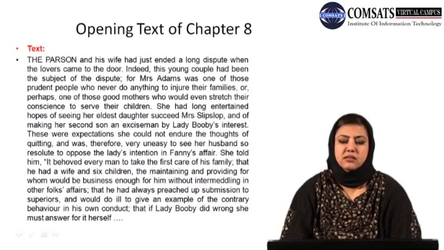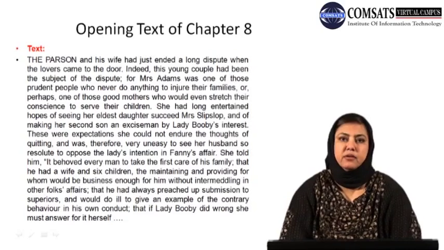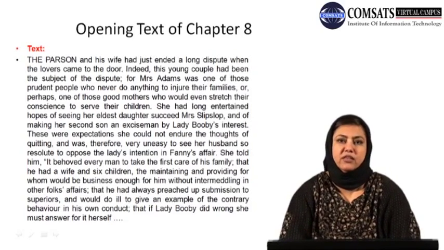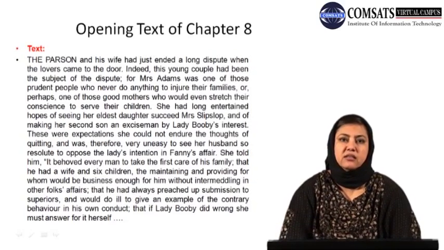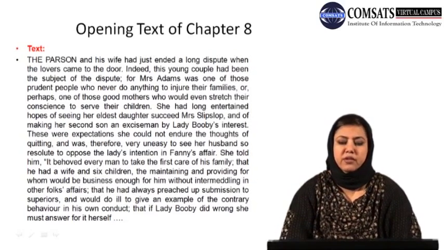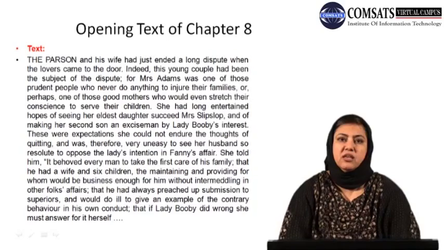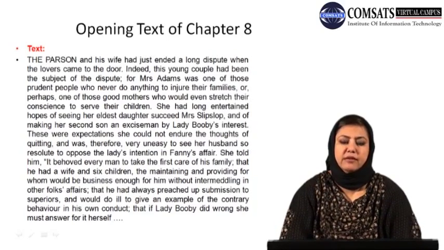She, that is Mrs. Adams, gave certain logics and arguments to Parson Adams to convince him not to support Fanny, rather to submit to the orders of Lady Booby. She says that the main duty of Parson Adams is his wife and 6 children, and to maintain and provide for them is his main business, so he should not intermeddle with other affairs, with the lives of others, and should focus on earning for his family.